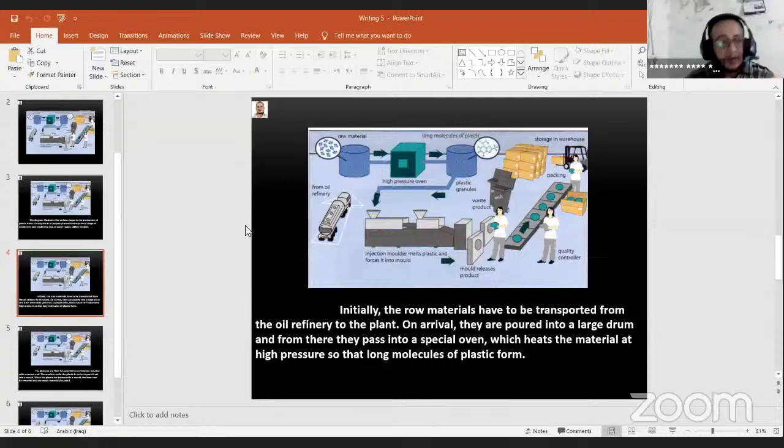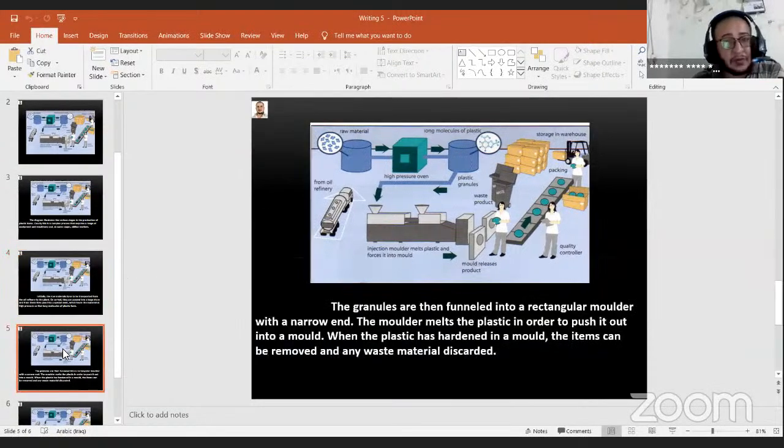Okay. Now, after that, we move to the next step. The granules are then funneled into a rectangular molder with a narrow end. The molder melts the plastic in order to push it out into a mold. When the plastic has hardened in a mold, the items can be removed and any waste material discarded.